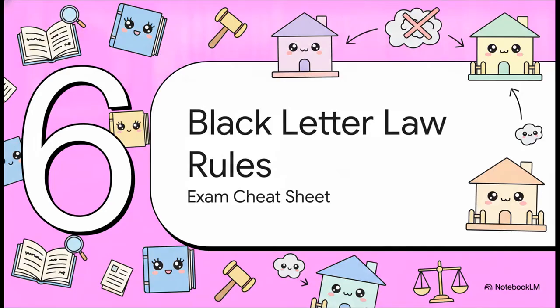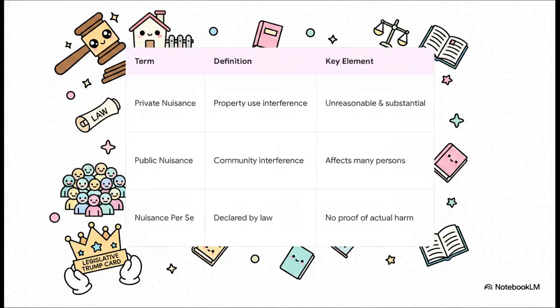Finally, Section 6, Black Letter Law Rules, your exam cheat sheet. We finished all our reading, so let's synthesize this whole explainer into our final exam cheat sheet. This is where all those dense case briefs finally pay off. We've extracted the core principles and can now map them out perfectly. We know now that private nuisance requires an unreasonable and substantial interference. Public nuisance scales that up to affect a whole community. And nuisance per se, that's the legislative trump card, bypassing the need to prove actual harm because the activity is expressly forbidden by law.